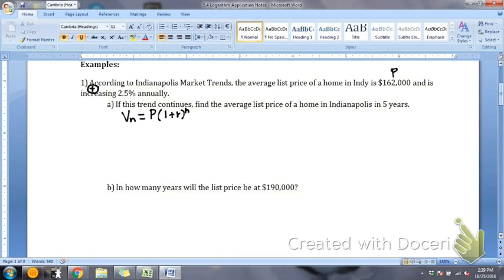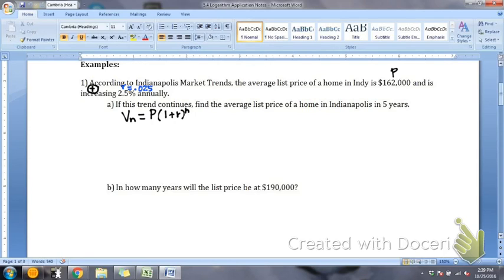Okay, the next thing we need is our rate. What is our rate here? 2.5. But when we plug in our rate, we're actually doing 2.5 divided by 100. Okay, so if you are not super great at that, it's 0.025. That's the rate we're going to plug in, 0.025. Again, you get that on your calculator if you do 2.5 divided by 100.